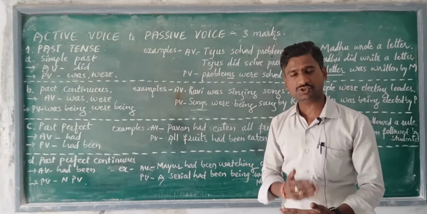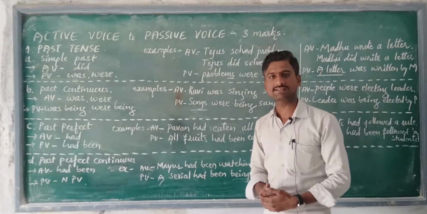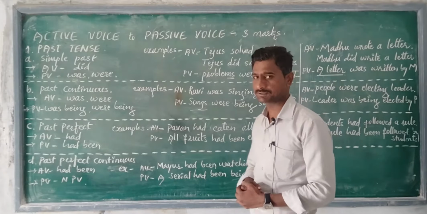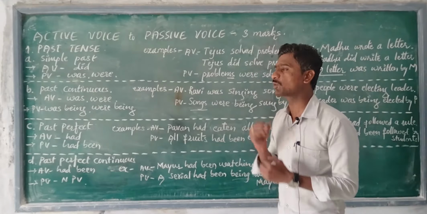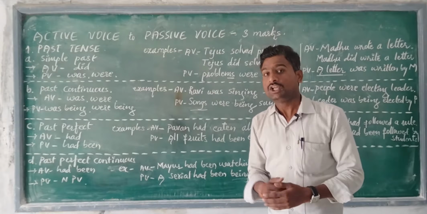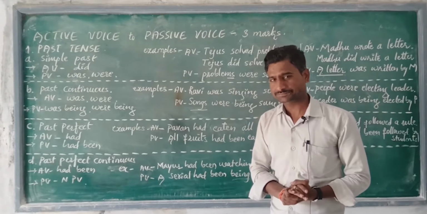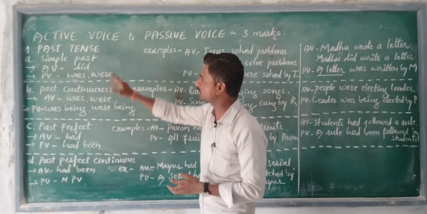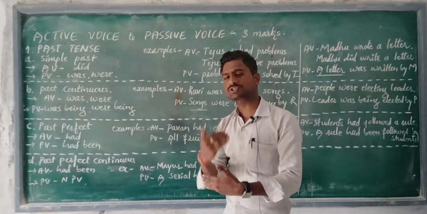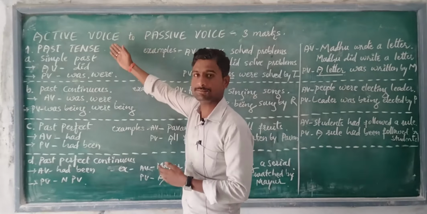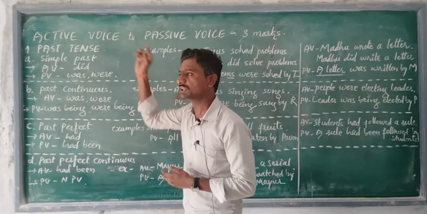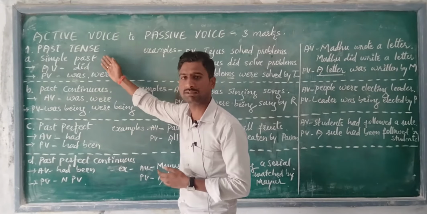After the discussion of active voice and passive voice, let me introduce the examples of active voice and passive voice. My dear students, I am going to discuss the examples through the tenses. At first, I am going to explain the past tense, and in past tense, the first part, that is simple past.